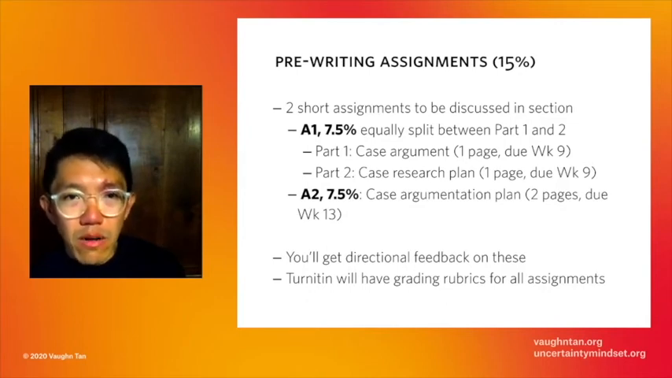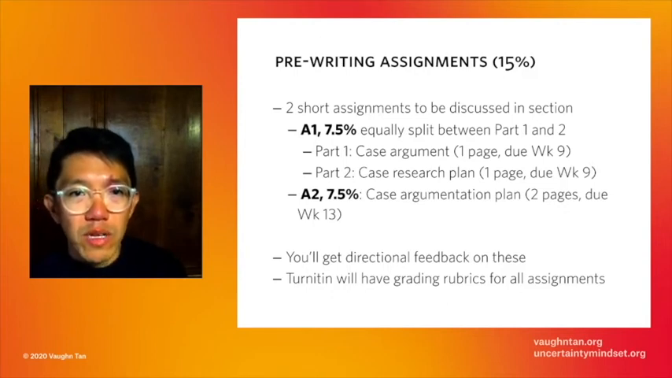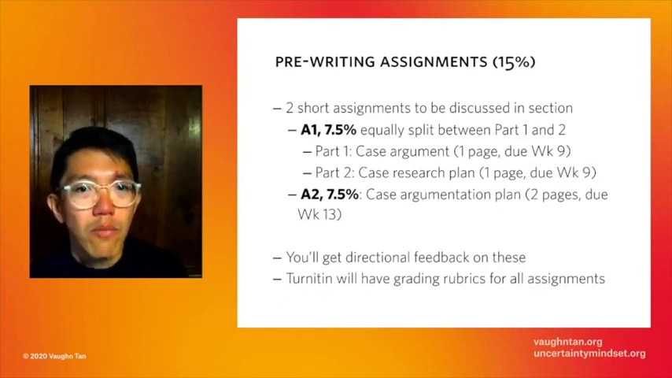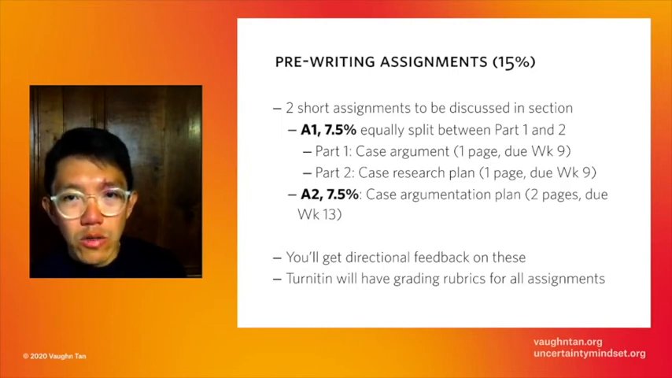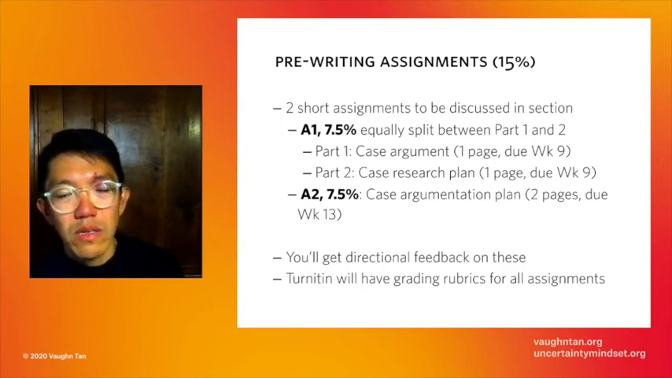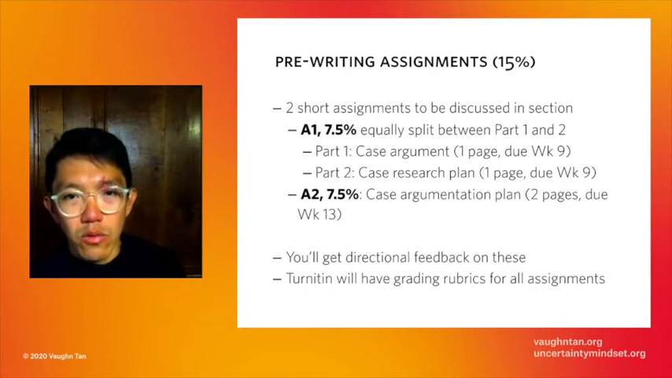So just to be clear, the pre-writing assignment A1 is 7.5% of the overall grade that's equally split between parts 1 and 2. Part 1 is the case argument, part 2 is the case research plan. Both part 1 and part 2 are 1 page each for a total submission of 2 pages, and that's due in week 9, in 2 weeks.